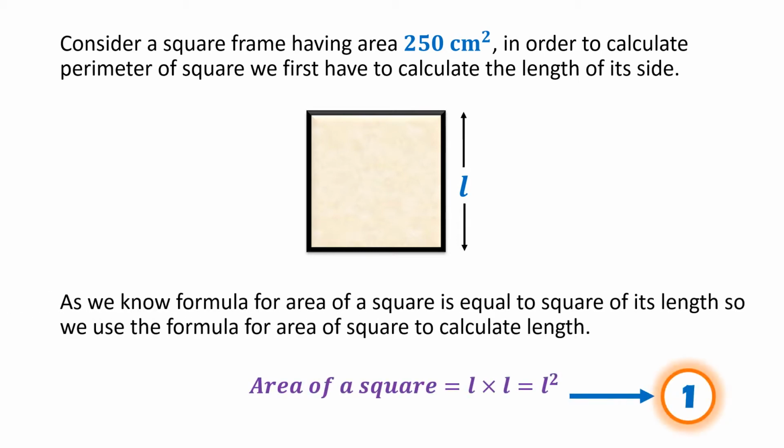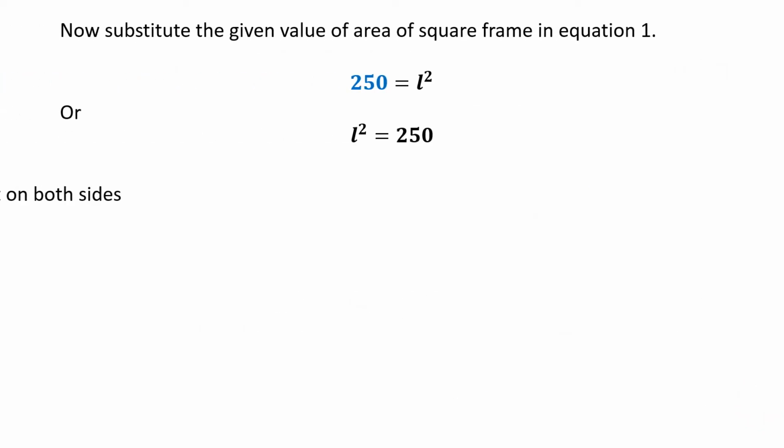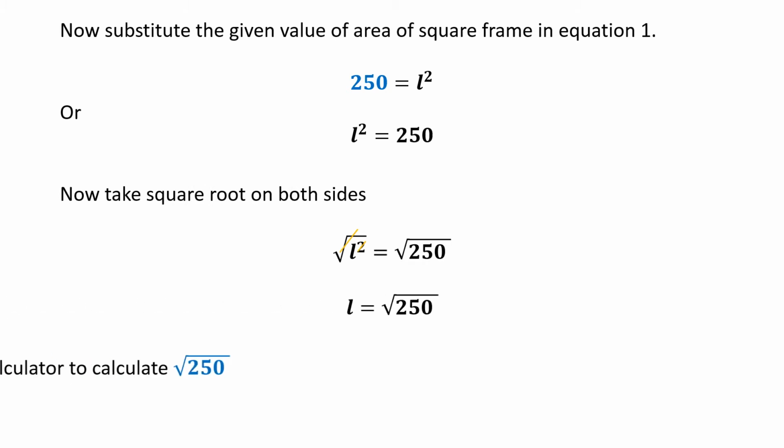As we know, the formula for the area of a square is equal to the square of its length, so we use the formula for the area of a square to calculate length. Now substitute the given value of the area of the square frame in equation 1, and then take the square root on both sides. Now we have length equal to the square root of 250. To calculate this value, use a scientific calculator.